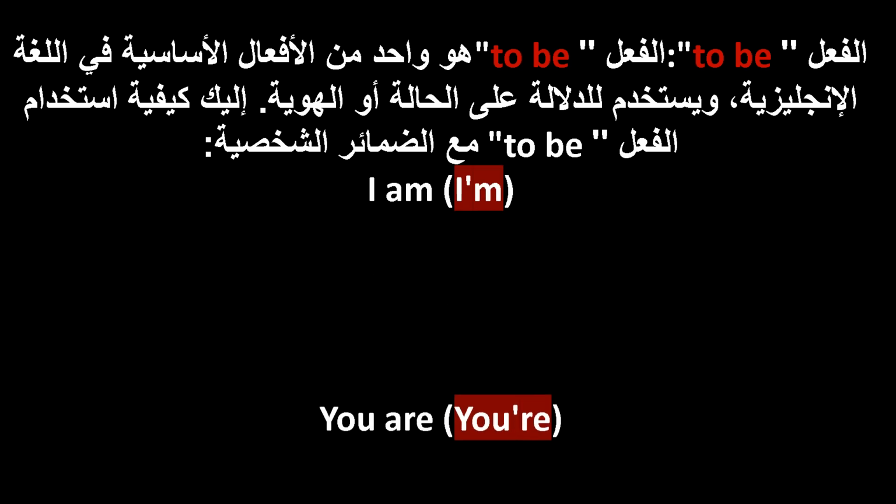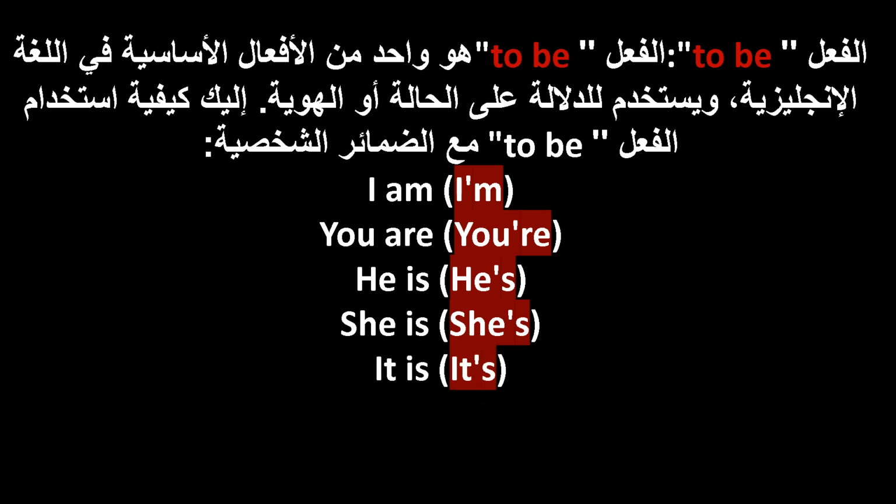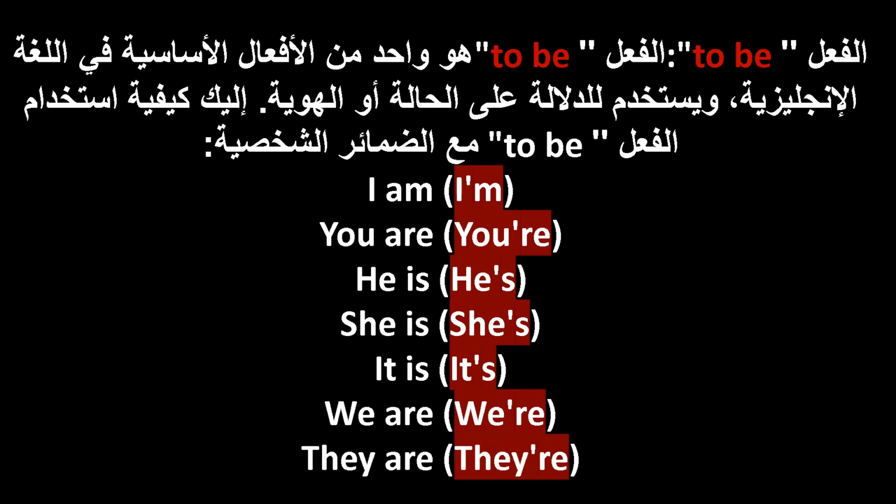The verb to be is one of the basic verbs in the English language and is used to indicate status or identity. Here's how to use the verb to be with personal pronouns. I am, I'm. You are, you're. He is, he's. She is, she's. It is, it's. We are, we're. They are, they're.